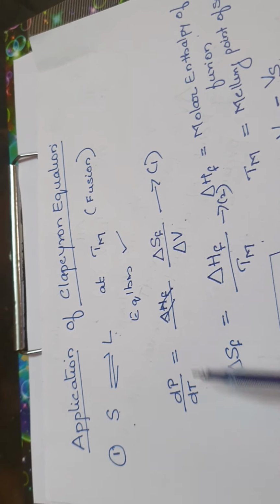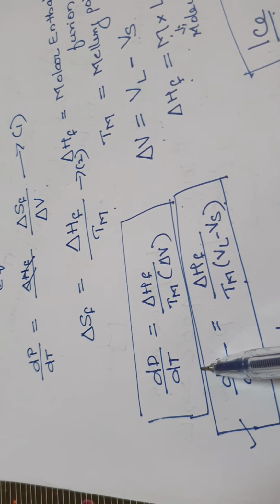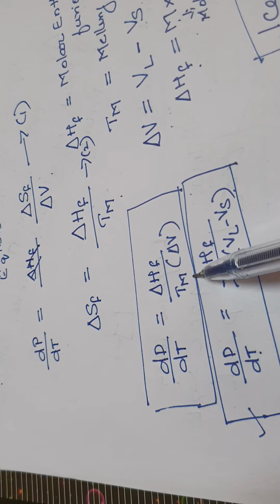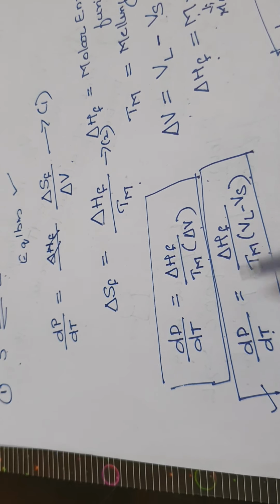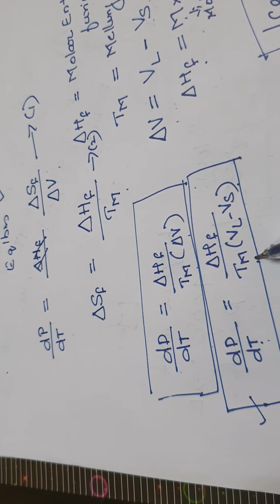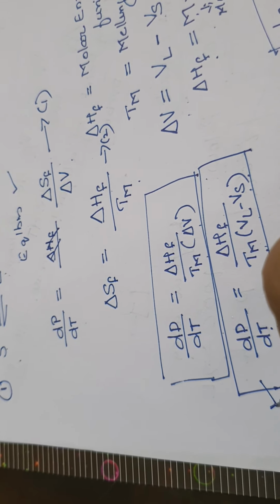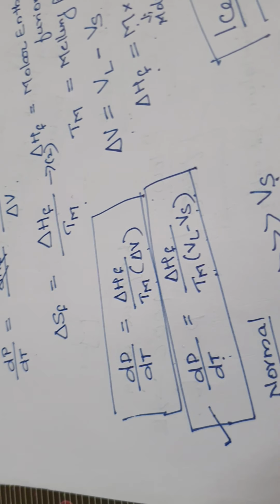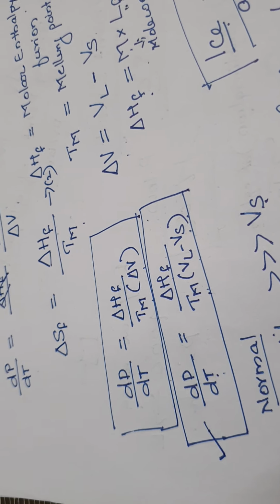Now we'll substitute this in this one. So what it will be? dP/dT = ΔH_F/(T_m ΔV), or dP/dT = ΔH_F/(T_m (V_L - V_S)). This is the Clapeyron equation for solid to liquid equilibrium.